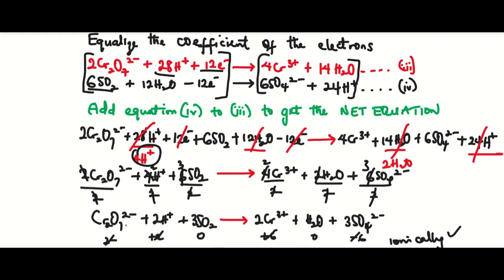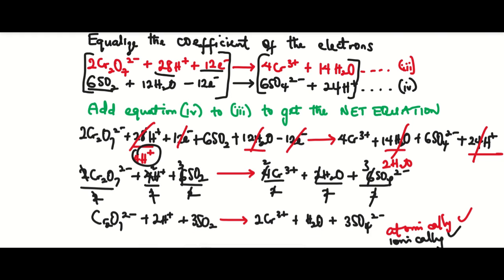Now let's check it atomically. We have 2 atoms of chromium here, and we have 2 atoms of chromium. We have 7 oxygen plus this number of oxygen. That's 6 plus 7. That gives you 13. So we have 3 times 4 here, which gives you 12 oxygen plus the last one here. That gives you 13 atoms of oxygen. That's correct. Here we have 2 atoms of hydrogen, and we have 2 atoms of hydrogen, which is correct. Then we have 3 atoms of sulfur, and lastly we have 3 atoms of sulfur. It means that it is atomically balanced.